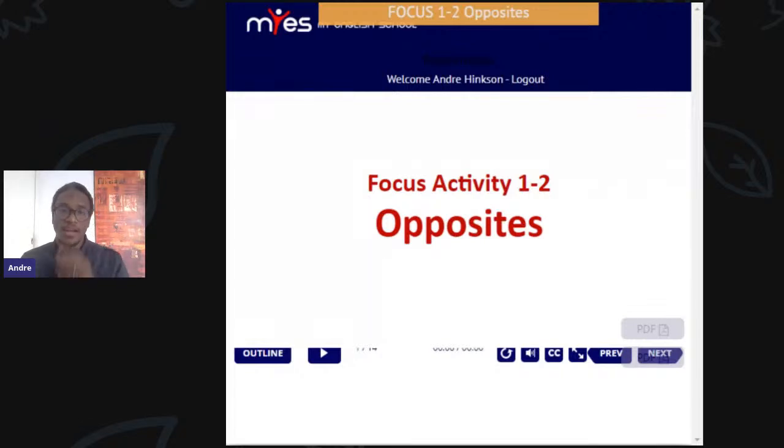Now, today we're looking at focus activity 1 to 2 opposites.